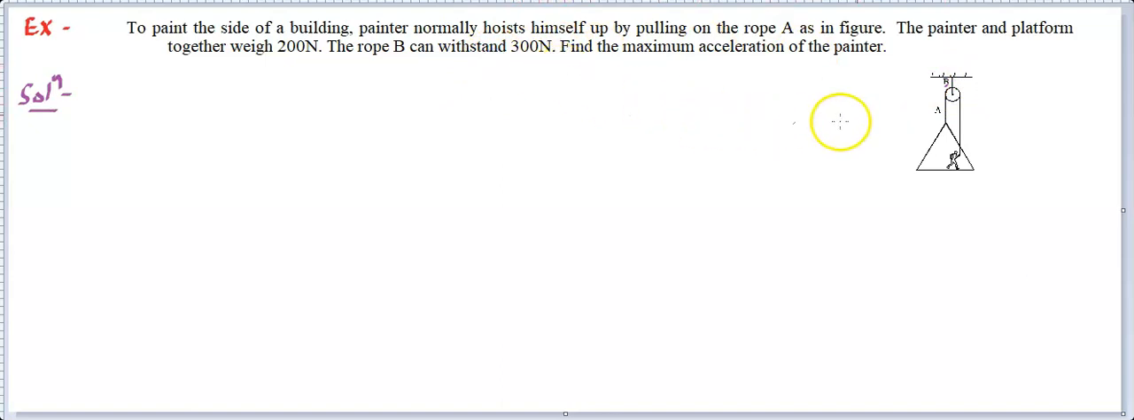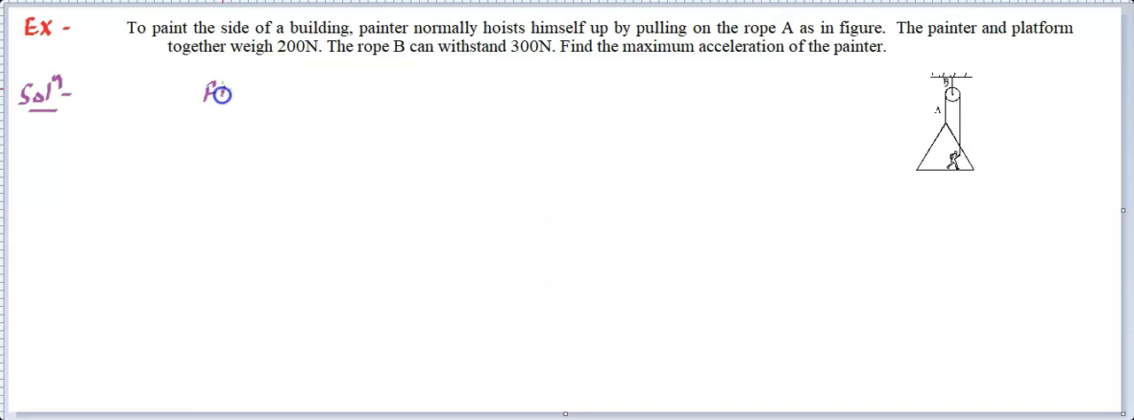Okay. So you will find that when this person is climbing up, the person needs to pull the string downside. So he will be pulling the string downside. But if you see this as your system, this entire mass will be moving upside. So considering this as a system, we are drawing the free body diagram.